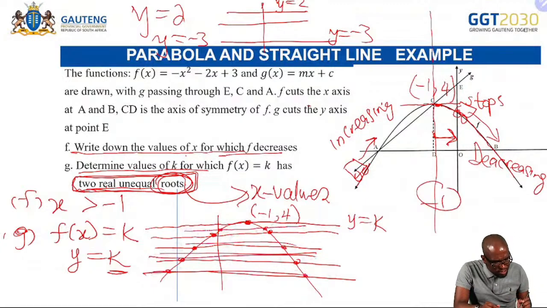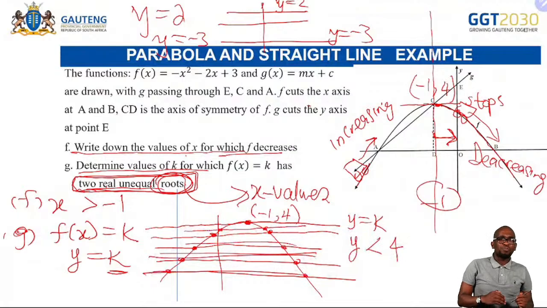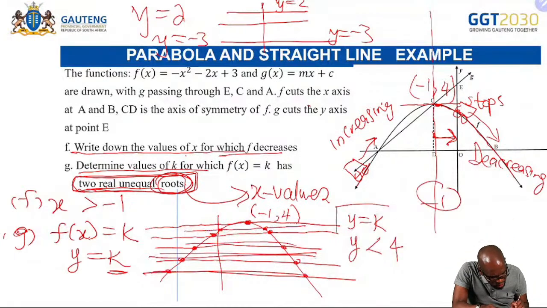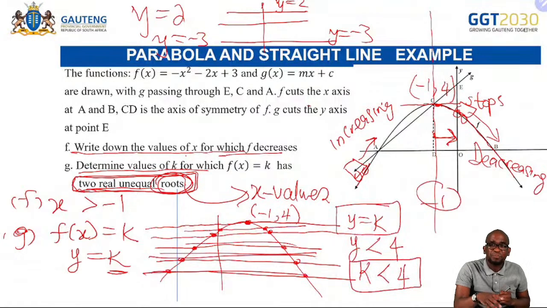Now, how do we describe that? Remember, it will happen when y is less than what? Y is less than 4. It will happen when y is less than the value of the turning point at that region. But what is y? We said y equals k, which means that k would be less than what? Less than 4, like that. K would be less than 4.